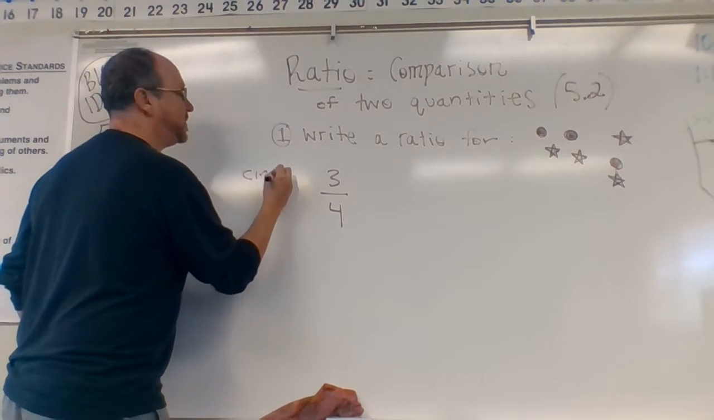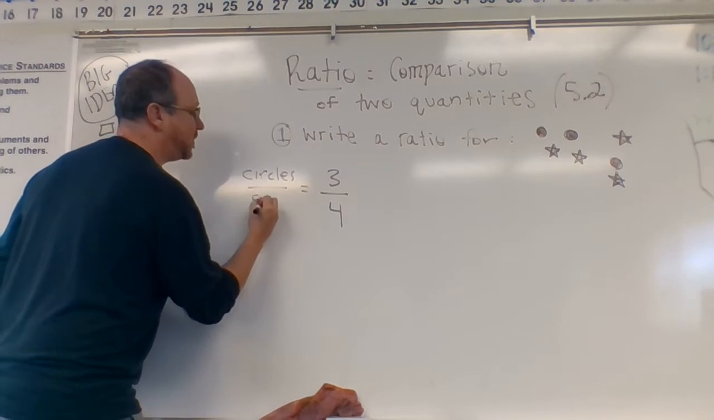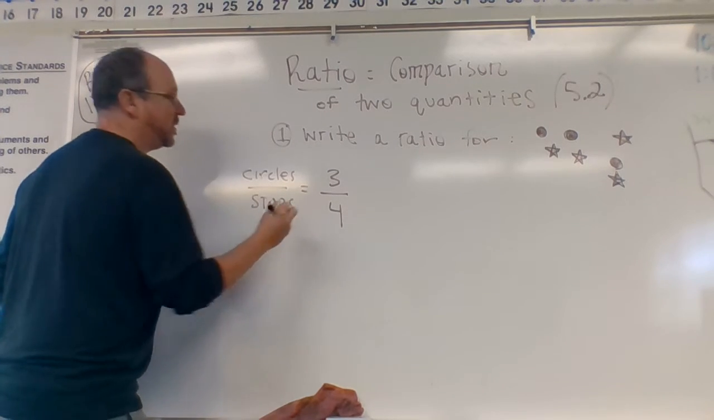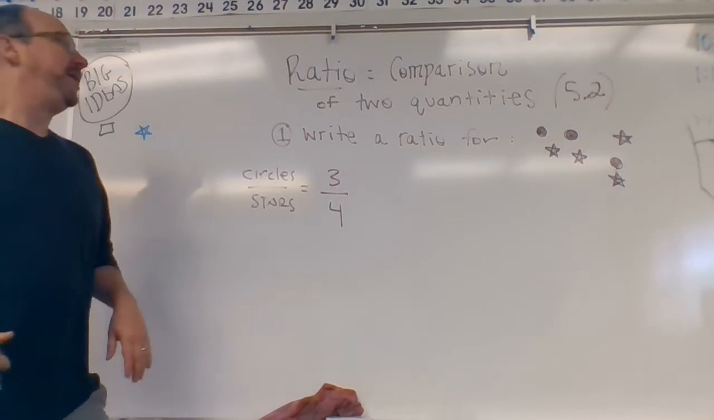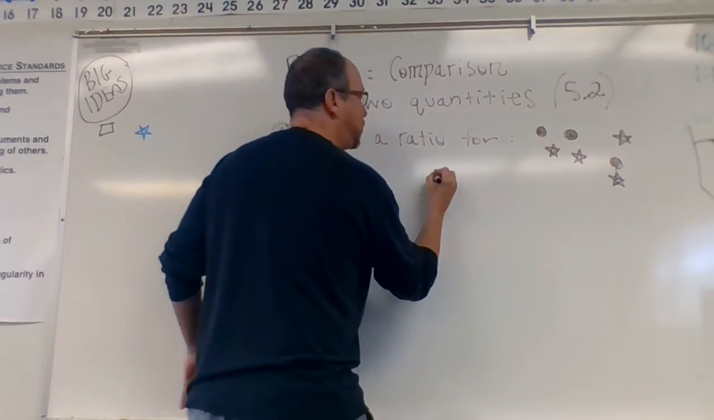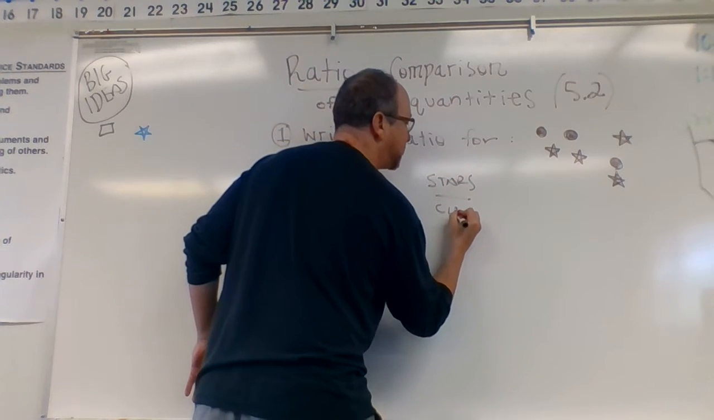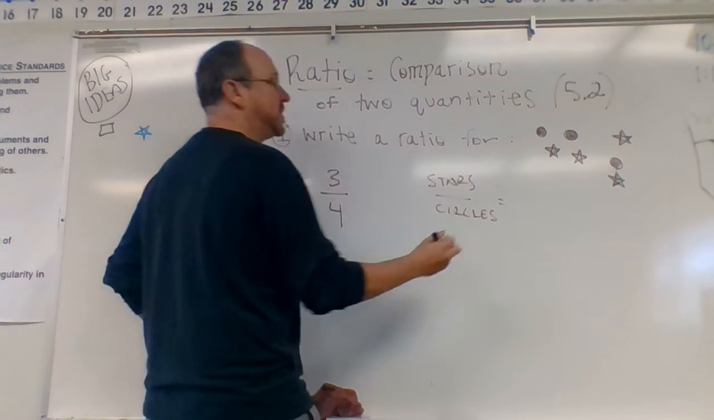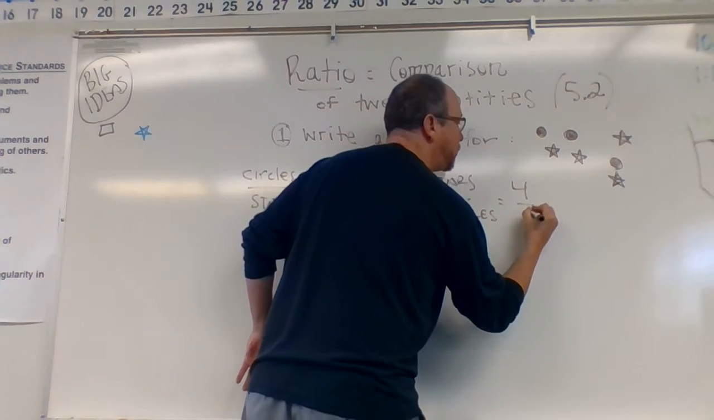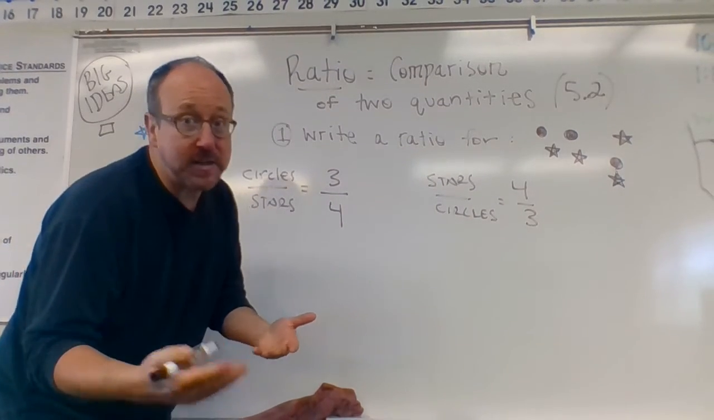And it could be good to label it, right? So we could see 3 circles to 4 stars. Now, I just want to make sure that as we're talking about the comparison of two quantities, we understand that this is also true. We're linking concepts with quantities, right?